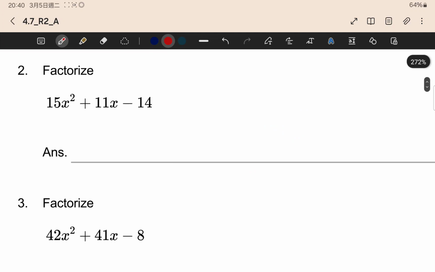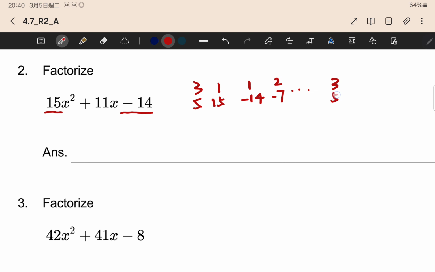Question number 2. By the same method, we first factorize 15. It can be 1 times 15 or 3 times 5. And then we should factorize the number minus 14. It can be 1 times minus 14, 2 times minus 7, and so on. After checking, we find that the correct combination should be 3, 5, and minus 2, 7.